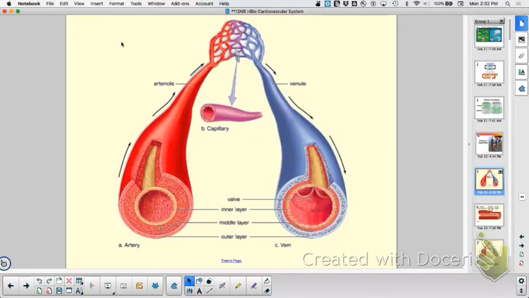Say hi. Hello. And this is Chapter 12 review, cardiovascular system. So the first thing we want to do is be able to compare and contrast the three different vessels. So let's quickly do our little song together.